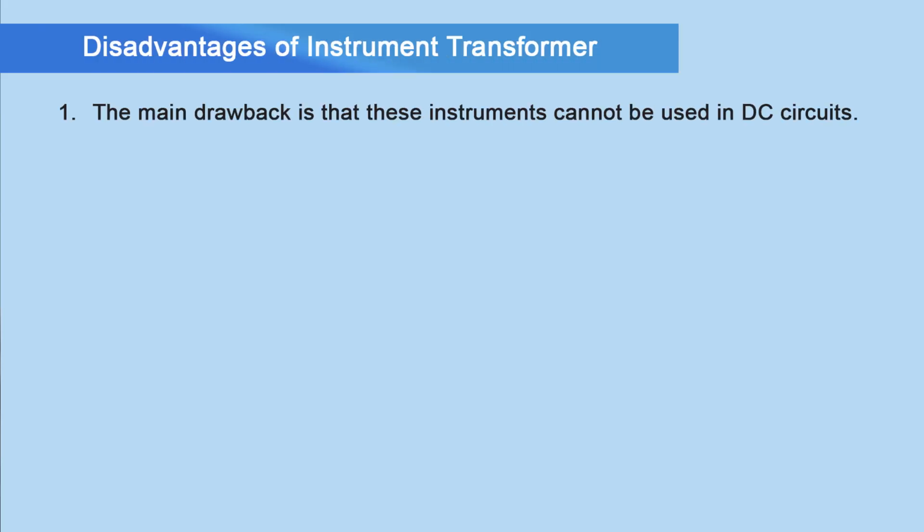So the instrument transformers have many advantages, but they also have one disadvantage. So what is the disadvantage? The main drawback of these instrument transformers is that they cannot be used in DC circuits. So for DC circuits, these instrument transformers are not applicable. For DC circuits, we have to use some other equipment or devices for protection, measurement and isolation purposes.